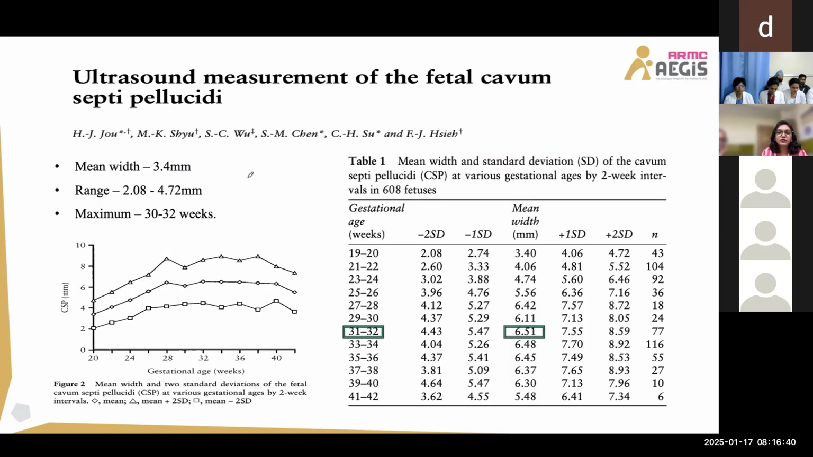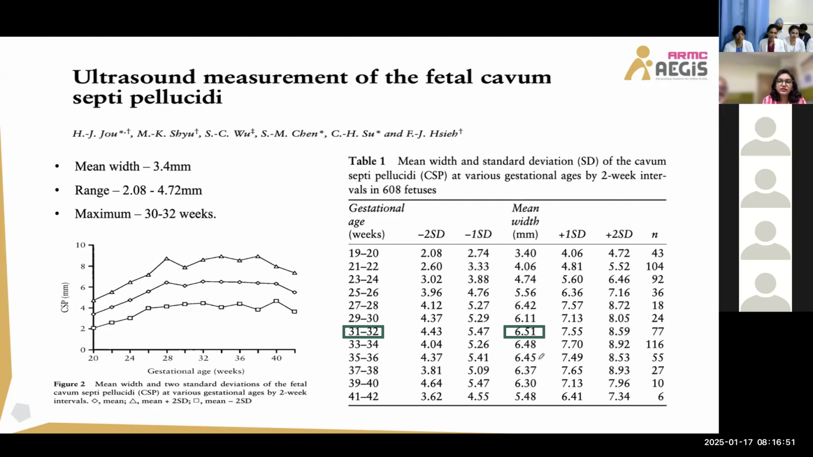So this is an article which gives a nomogram for normal CSP width. If we see here, the maximum width is seen at around 30 to 32 weeks of gestational age. After that, it remains constant till 37 weeks. And from 37 weeks onwards, it slowly reduces in size and starts fusing completely.